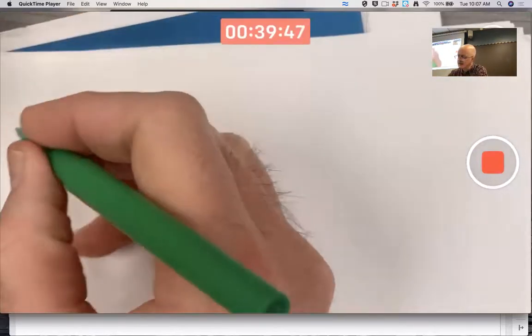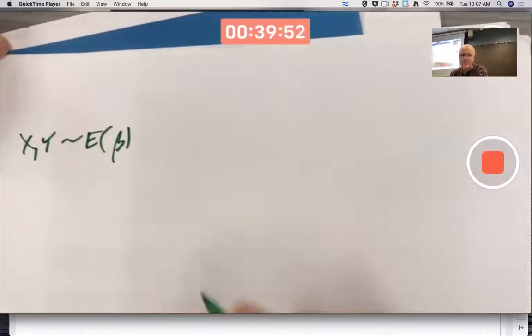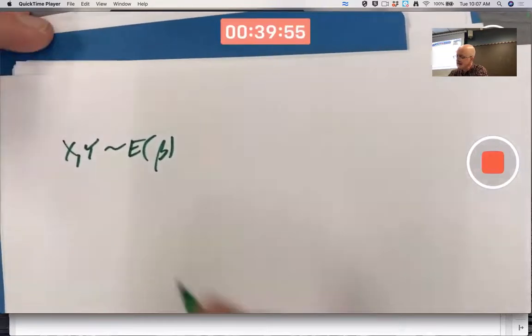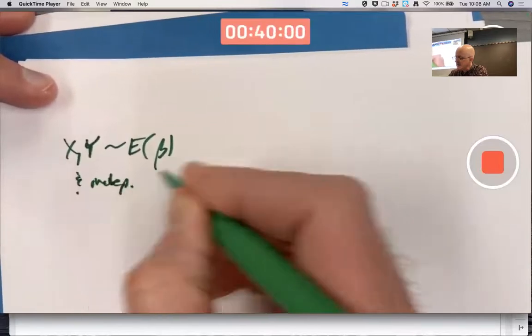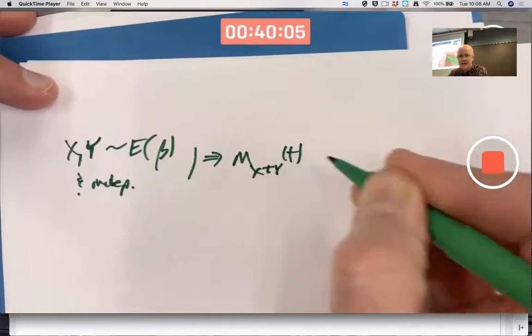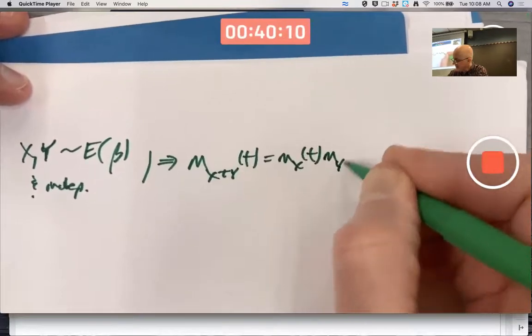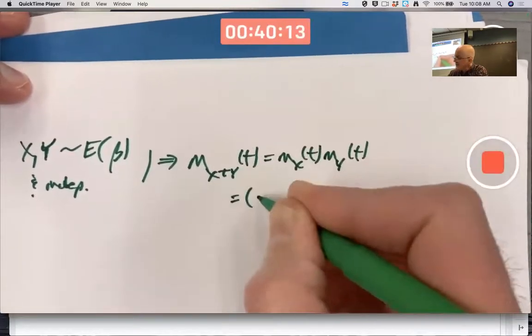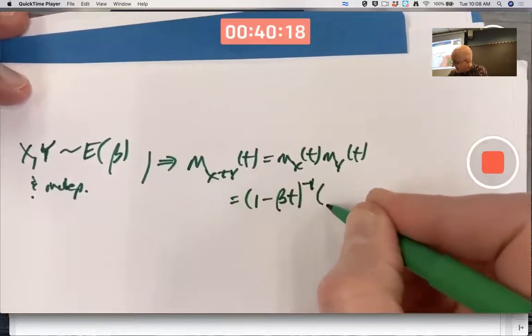X and Y both have the same distribution and they're independent. You could write X, Y is exponential with parameter beta, which again is the mean, and independent, implies that the moment generating function of X plus Y is the product of the moment generating function of X with the moment generating function of Y. But those moment generating functions are the same. They're both 1 minus beta t to the negative 1 power.